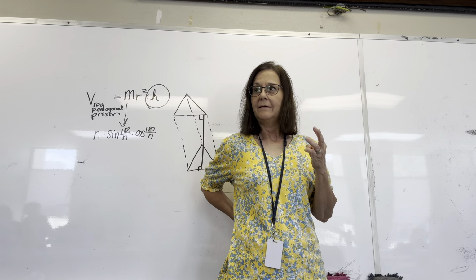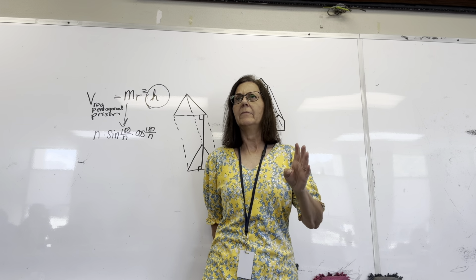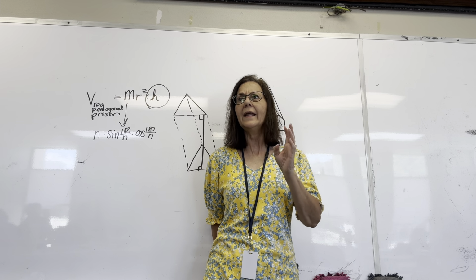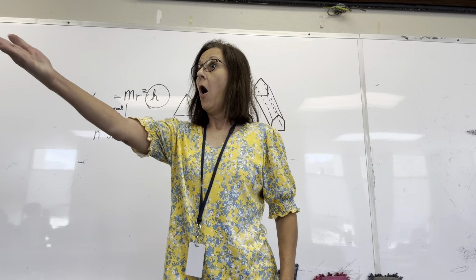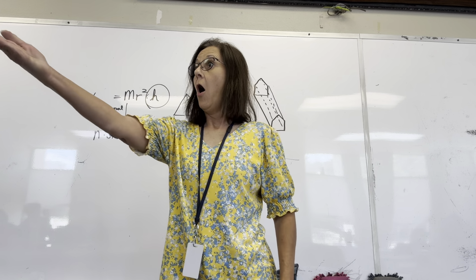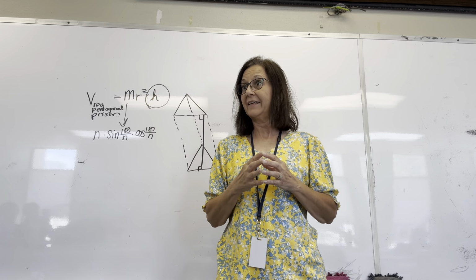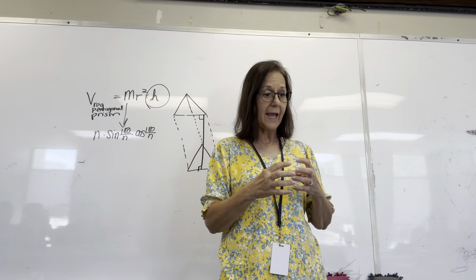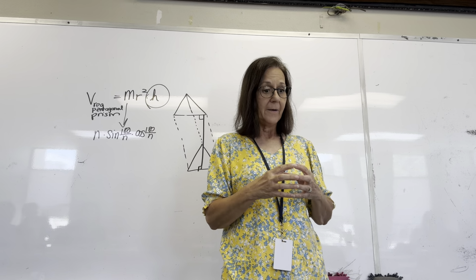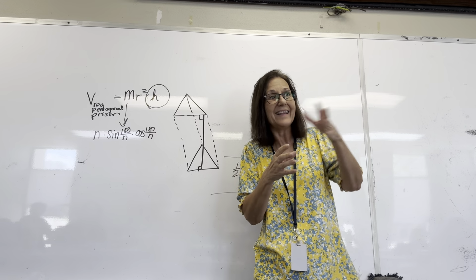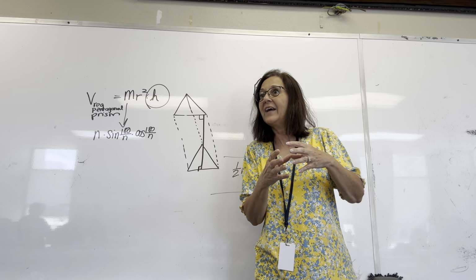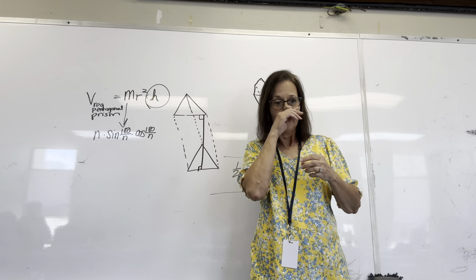So what is volume? How much of the prism is being taken up? Yes, how much space that prism occupies. Exactly. How much space that prism occupies. Whereas mass has to do more with what's in the middle. Oh, got it? Yeah. All right.